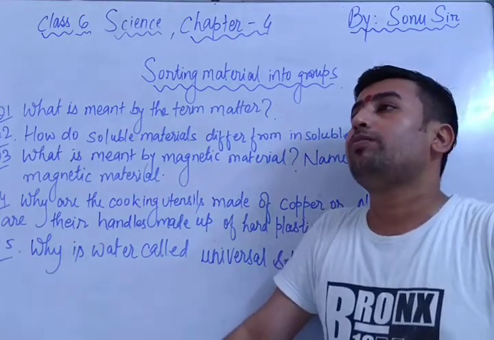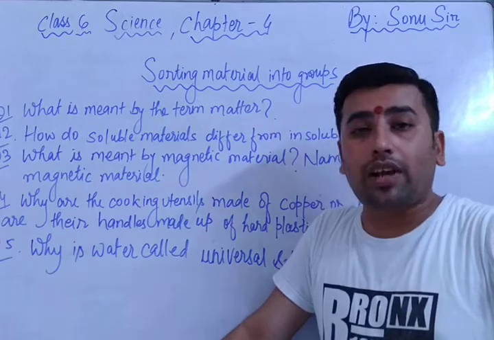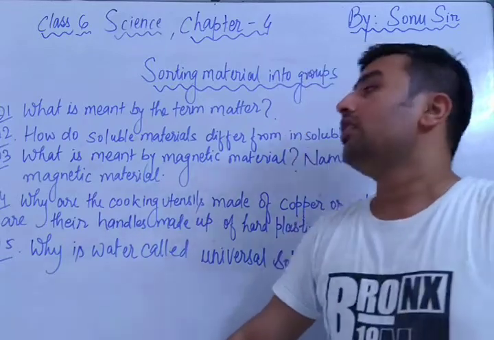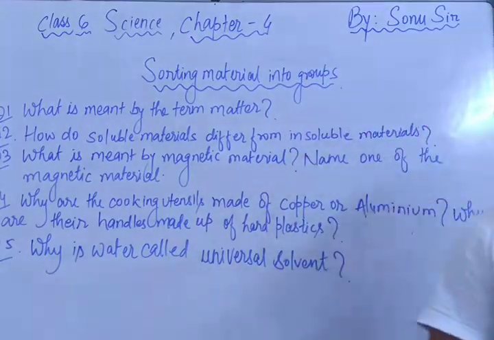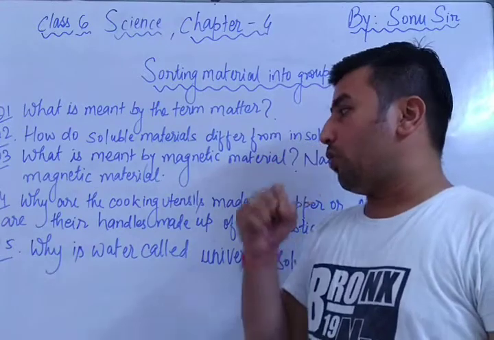If we take iron in contact with the magnet, you will see the iron is attracted, so iron is a magnetic material. But if you want to answer this question in your own words, or if you want to answer this question in the bookish words, then you can answer in the bookish words also. As for example, the materials which are attracted by magnet are called magnetic materials. Objects made of iron, steel, cobalt, nickel and their alloys are magnetic materials. Got it?